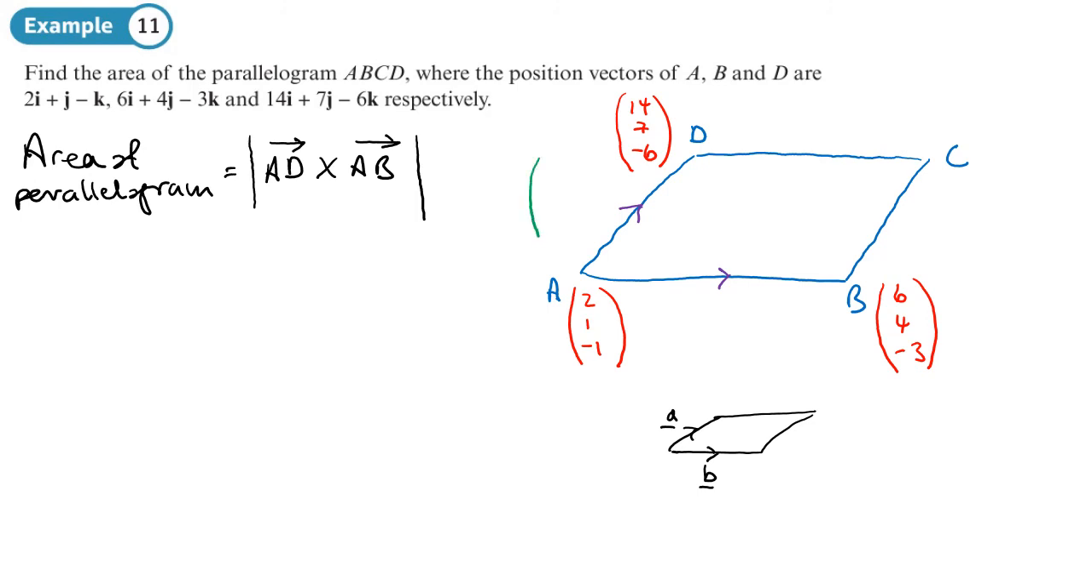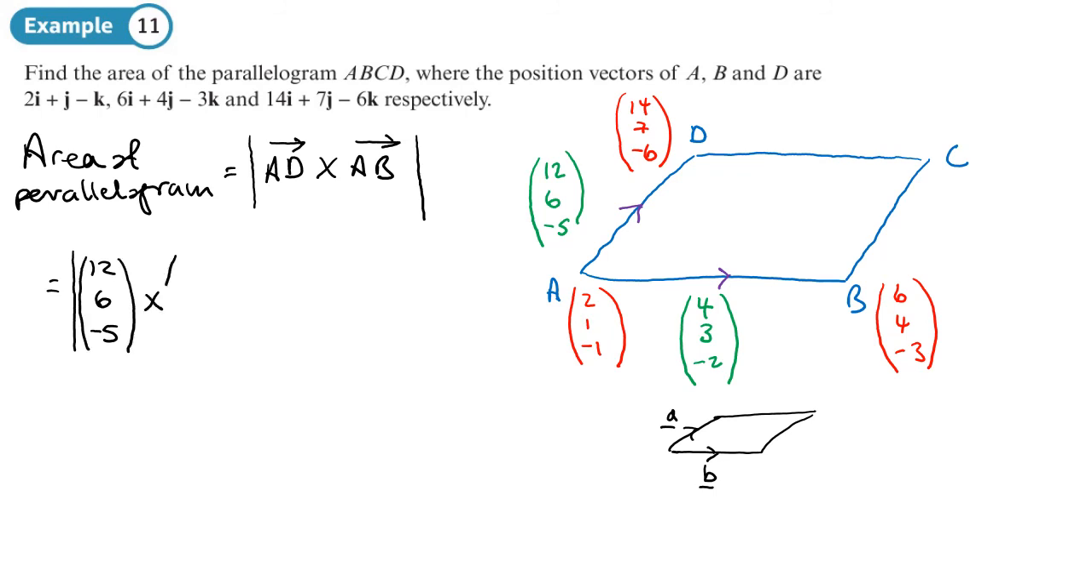So from A to D, we go from 2 to 14, so that's 12. We go from 1 to 7, that's 6. And then we go from minus 1 to minus 6, that's minus 5. And then A to B, we go from 2 to 6, which is 4. 1 to 4, which is 3. Minus 1 to minus 3, which is minus 2. So there's our two vectors. So we want the modulus of the size of (12, 6, minus 5) crossed with (4, 3, minus 2).